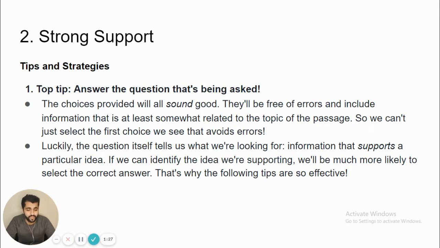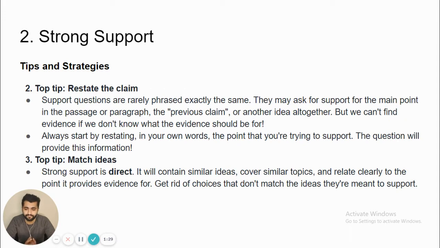That's why the following tips are so effective. Number two, restate the claim. Support questions are rarely phrased exactly the same. They may ask for support for the main point in the passage or paragraph, the previous claim, or another idea altogether. But we can't find evidence if we don't know what the evidence should be for. Always start by restating in your own words the point that you're trying to support. The question will provide this information.